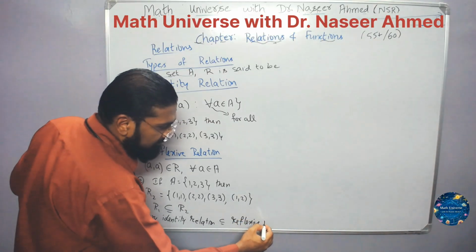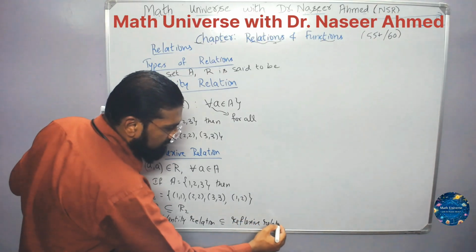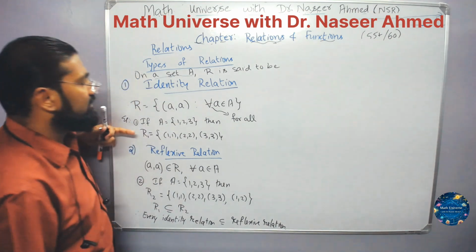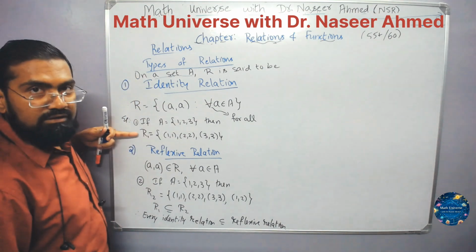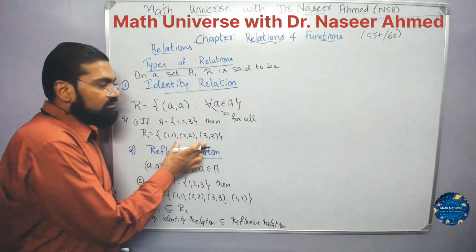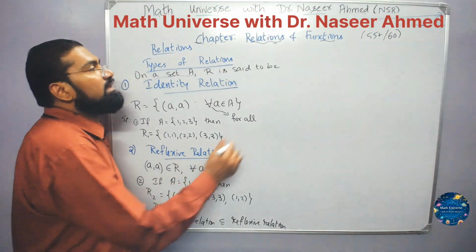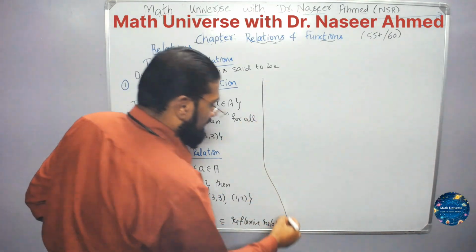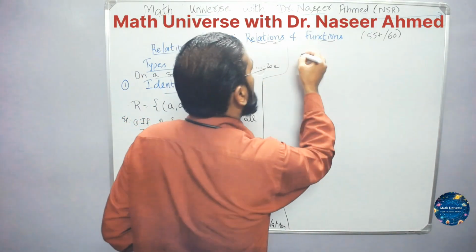Very, very important to be made. So as soon as I have got identity relation, it's always reflexive also, because these elements obey this condition. Okay. Now, having understood this, let me give one formula as a note.